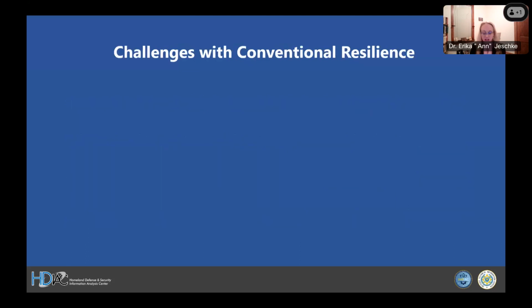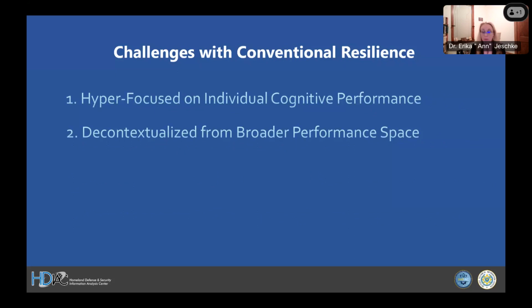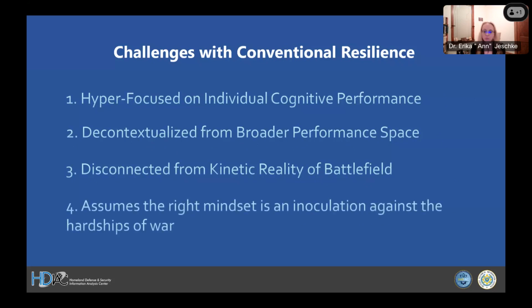There are a number of challenges that emerge from this static conceptualization of resilience as the ability to bounce back to who you were through mental toughness. First, it is hyper-focused on an individual's cognitive performance. Second, it is decontextualized from the broader performance space. Third, it is disconnected from the kinetic reality of operational medicine. And fourth, it assumes that the right mindset is an inoculation against the hardships of war.